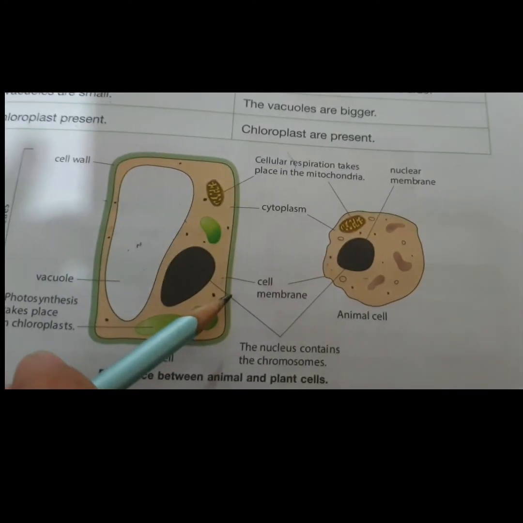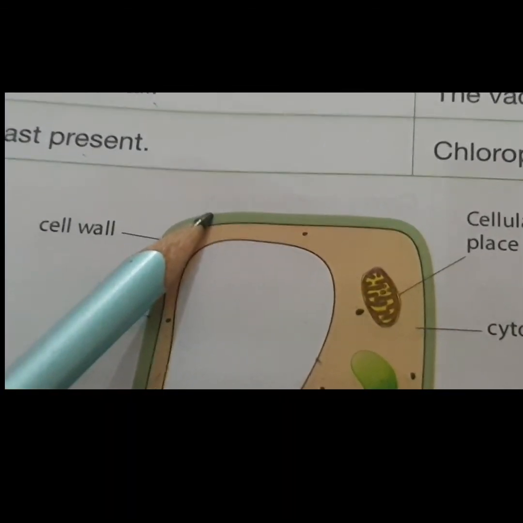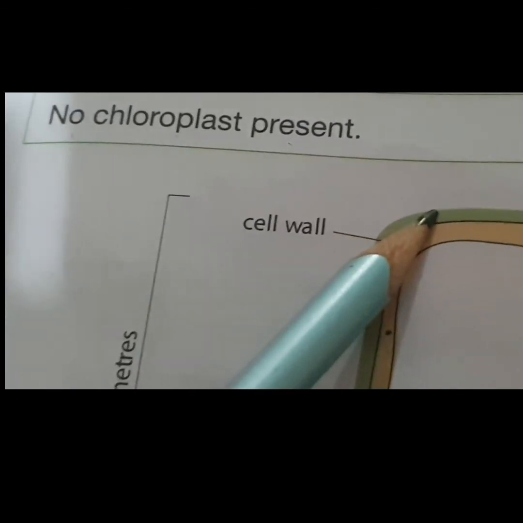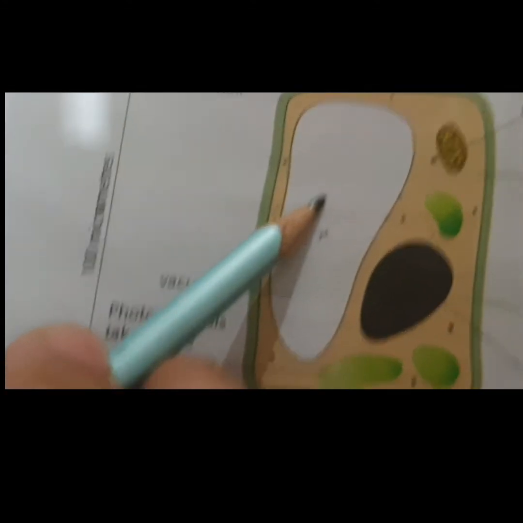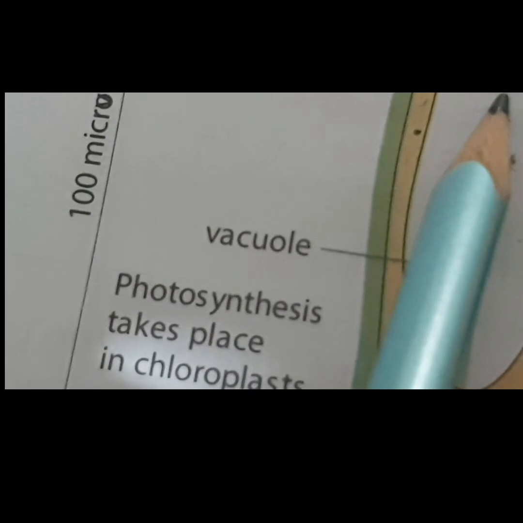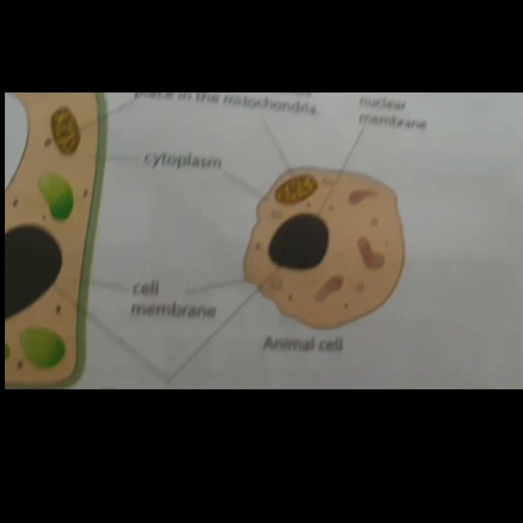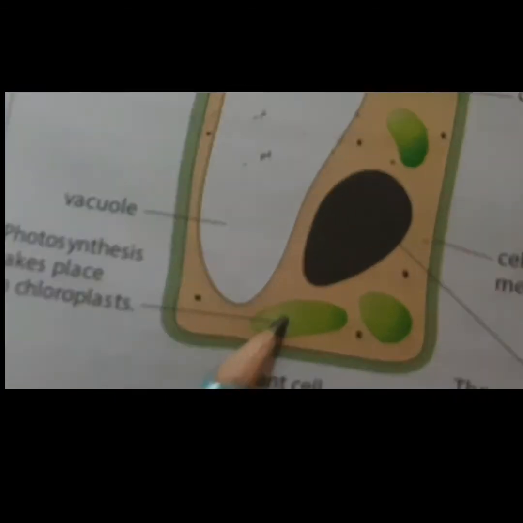The basic three differences are: number one, the presence of cell wall only in case of plant cells. Number two, the difference in size of vacuole. It is larger in case of plant cells, smaller in case of animal cells. The presence of chloroplasts only in plant cells, whereas there are no chloroplasts in animal cells.